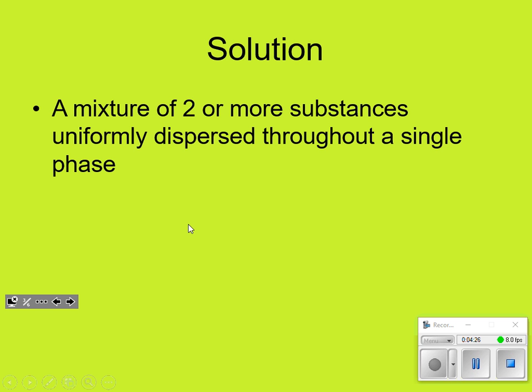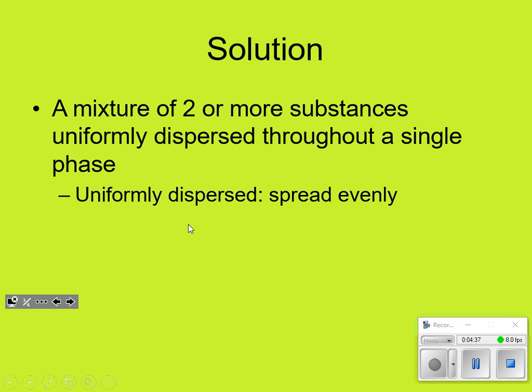However, this is the problem with a textbook definition instead of putting it in your own words. What in the world does that statement mean? Well, first off, let's break it apart. Uniformly dispersed means it's spread out evenly. You don't have one area where all of the substance is and the other area where there isn't much stuff. It's all spread out evenly.